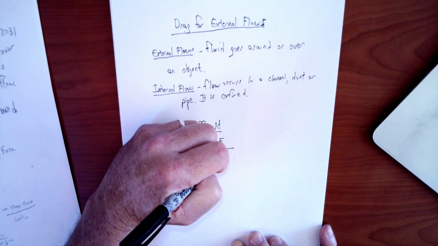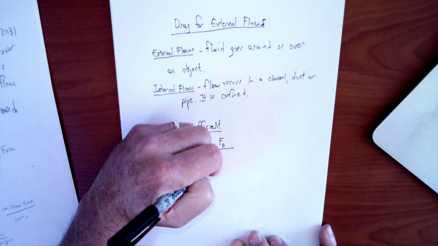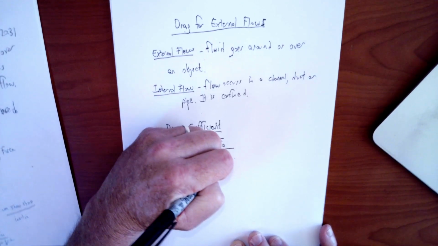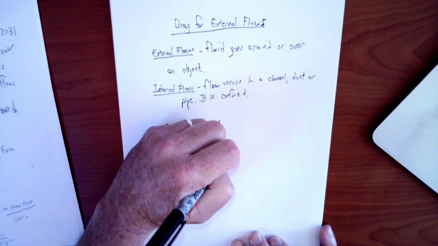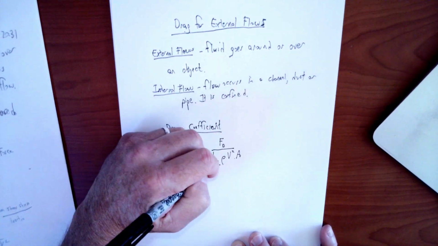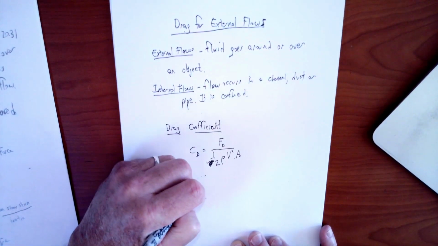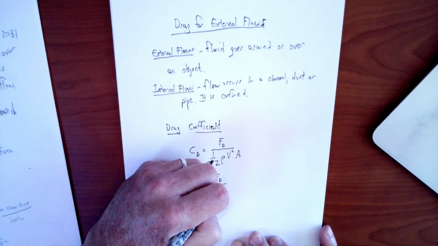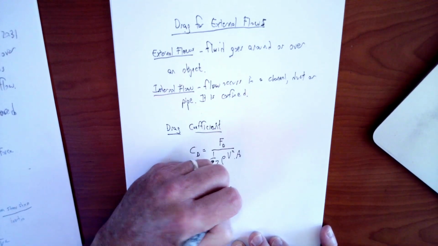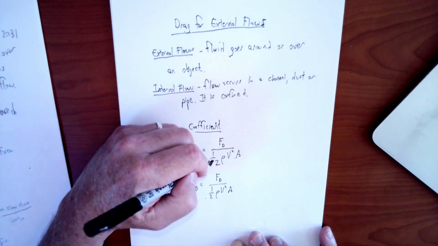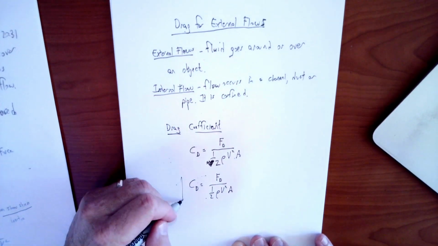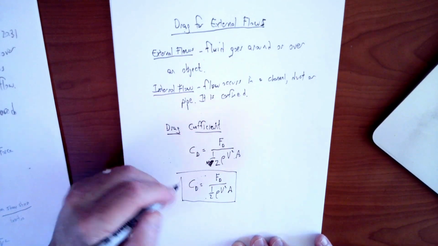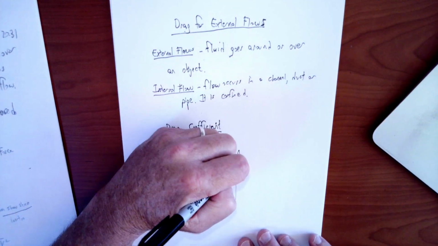And here's its definition. Oops, that's wrong. So here's its wrong definition. I'll write it again: C_D equals F_D over 1/2 rho v squared A. So that's my drag coefficient. Ignore that other thing. My drag coefficient is this. That's just a definition. This is your drag force.